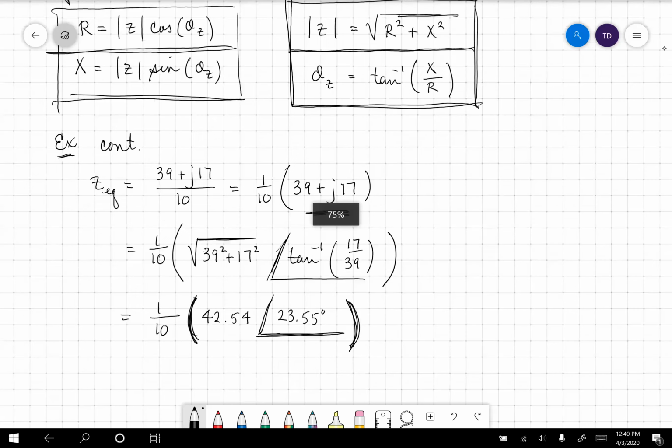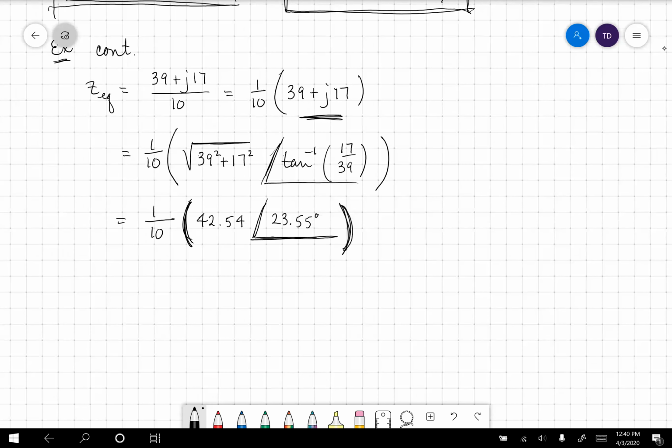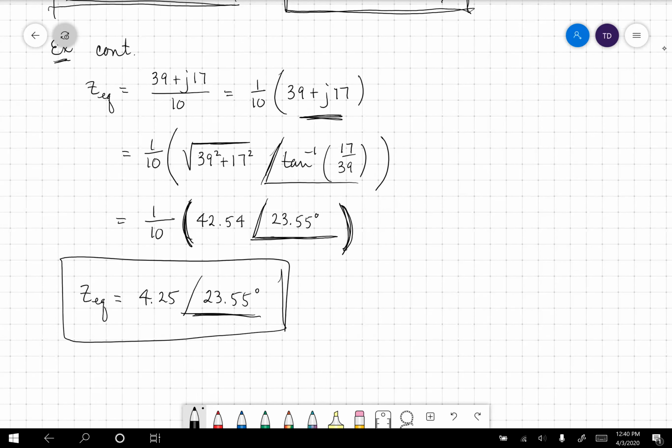So overall, I'm just going to take that 1/10 and pull it inside. Z_EQ is equal to 4.25. I'm going to leave it like that. And an angle, I'm just going to throw away one of those decimal places, 23.55 degrees. So we can convert from one form to the other. We should be very comfortable going in both forms because when we're dealing with complex numbers, there are times when we want those complex numbers to be in polar form, and there are times that we want them to be in rectangular form.